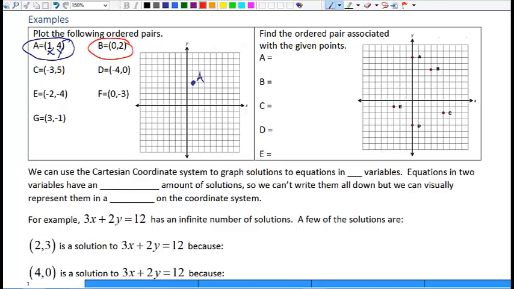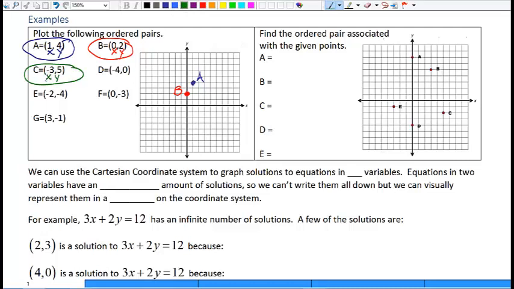Let's do B in red. So the x-coordinate is 0, the y-coordinate is 2. So starting again from the origin, all points originate from the origin, I'm going to go left and right 0 and up 2. A lot of students have a hard time with the zeros. For some reason, they go the opposite direction. So be careful with ones that have zeros in them.